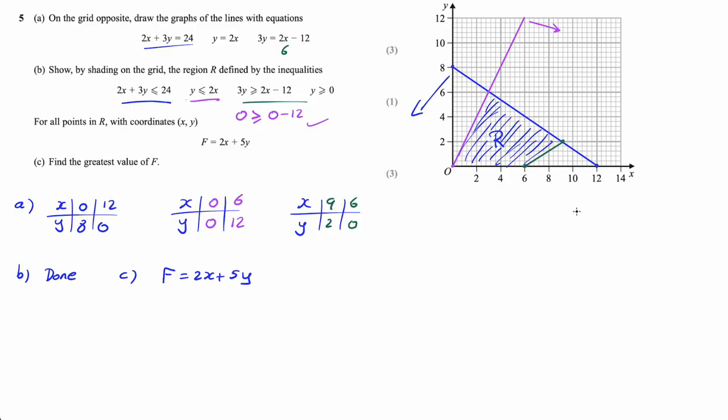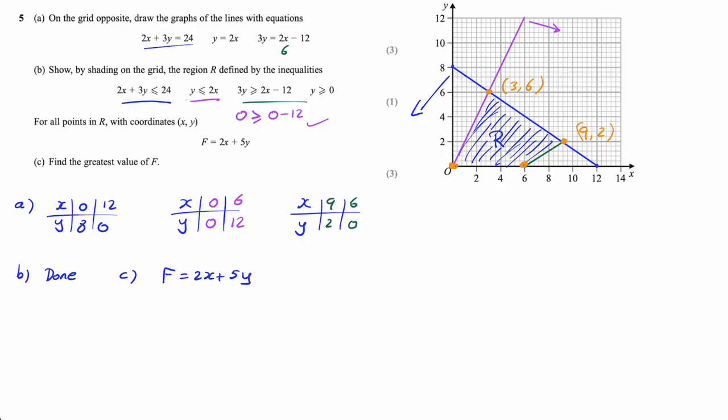Well, look, it's definitely not going to be 0, 0, because that's just going to give me 0. 6, 0, highly unlikely, because that would just give me 12. Could be this one, which I think is 9, 2. So 9, 2 would give me like 18 plus 10, which is 28. Fine. But I have a feeling it's going to be this one. 3, 6. That would give me 6 plus 30. It's definitely going to be this one, because it's 5y, guys. It makes sense that it would be the one with the highest y.